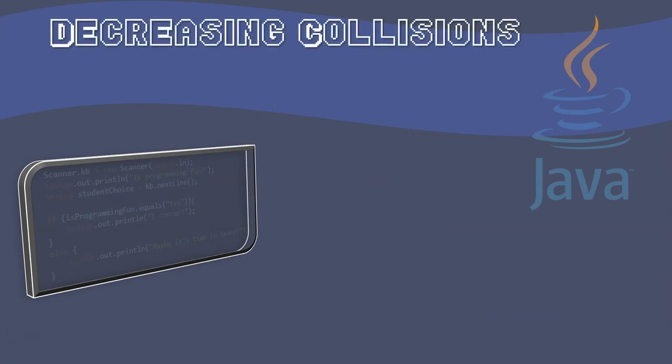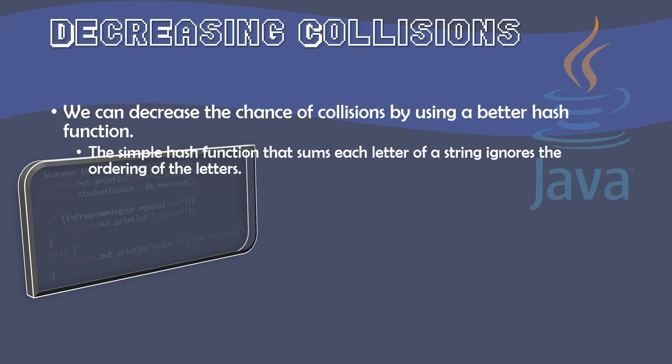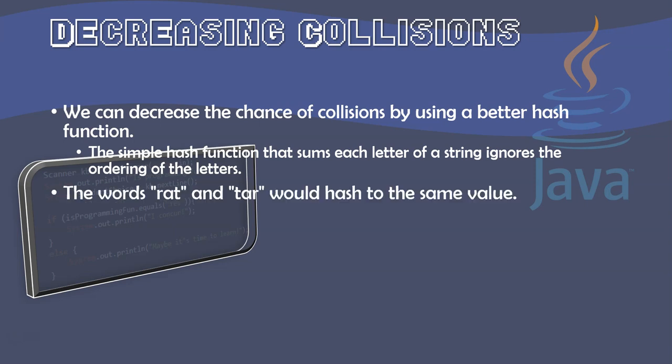Now, if we want to look at decreasing the collisions here, we can do this by having a better hash function. The simple hash function that sums each letter of a string ignores the ordering of letters, for example. The words rat and tar would technically hash to the same value because, if we take the ASCII values and add them up, they're going to be the same.